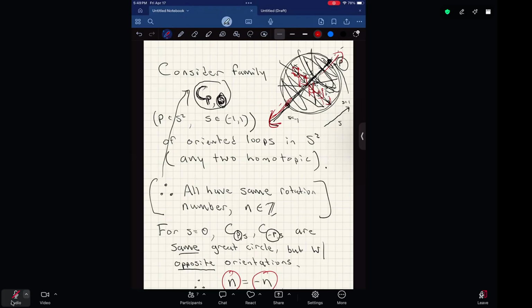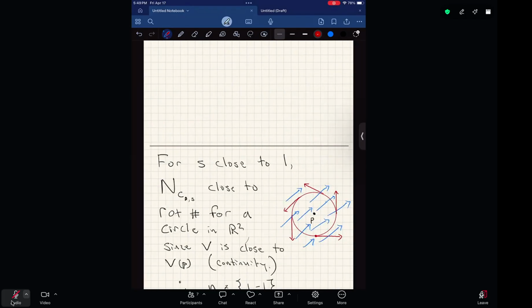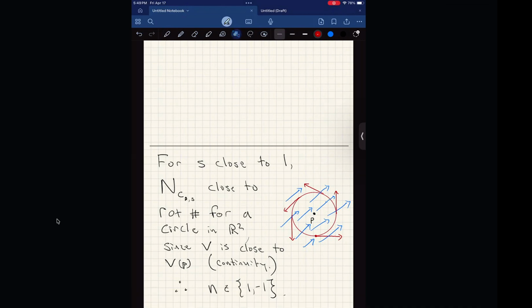Okay, but on the other hand, I tried to draw the cartoonish picture here in a little bit more detail. So I wanted to draw, to remind ourselves.